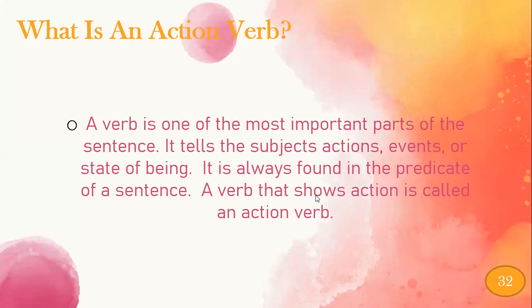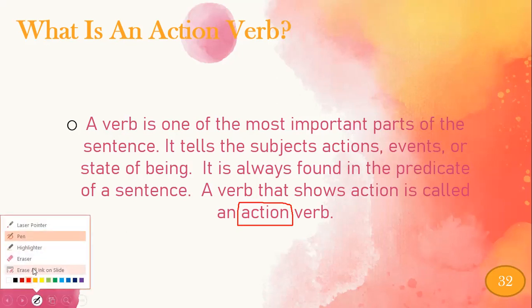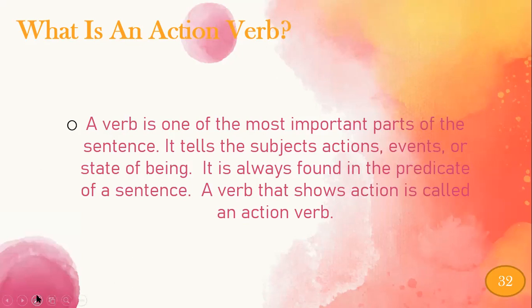And a verb that shows action is called an action verb. So you see, the verb that shows action. Action means there is physical movement. There is something that requires physical activity from the subject. Okay. For example, the teacher explains the lesson. Okay, explains. It requires physical movement. It requires physical activity from me. So this is an action verb. Who can give me examples of action verbs?